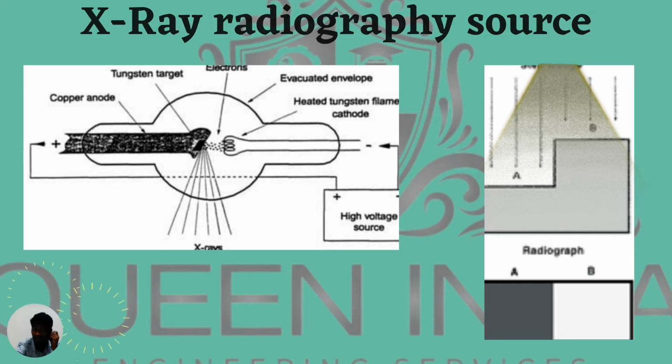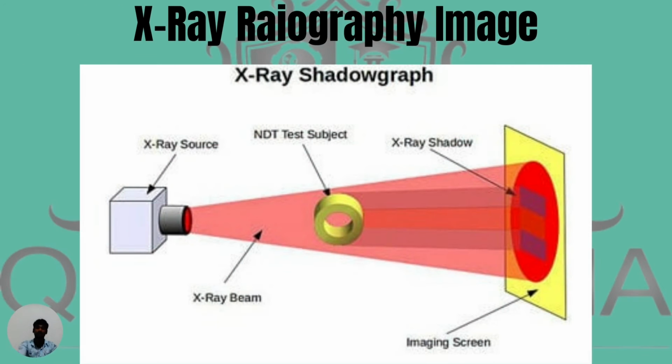We move to X-ray radiation images. When the X-ray radiation source passes through a shaped object, the NDT testing object will be here. The X-ray source passes and the beam is imaged on the screen. Where the thickness is high, there is a low screening effect of darkness.